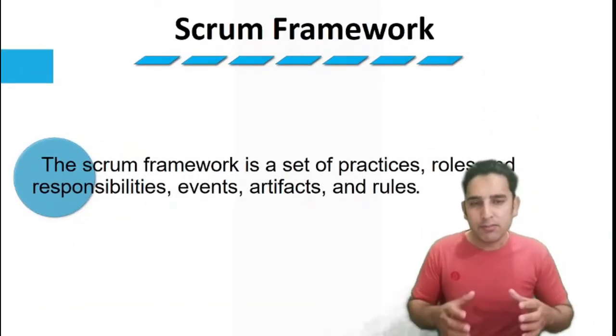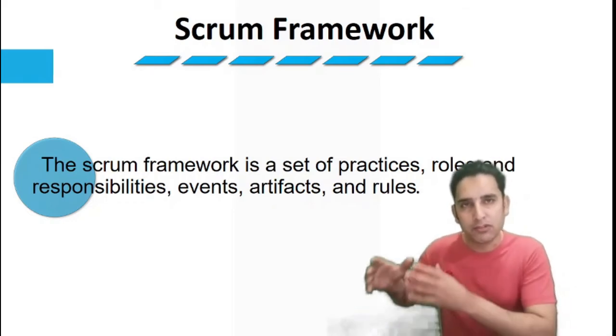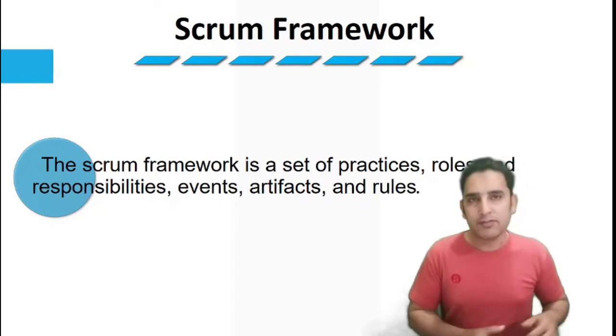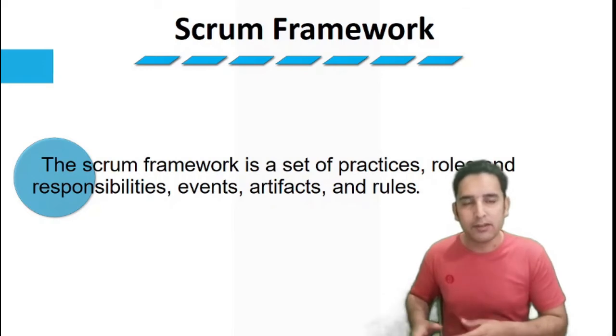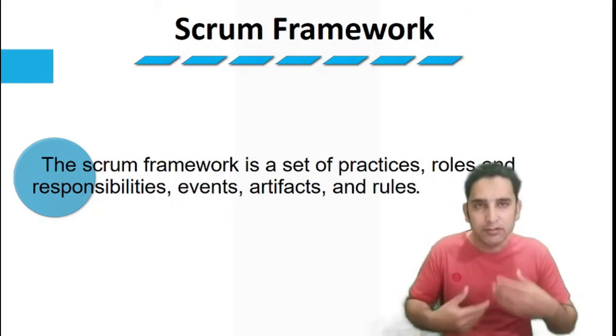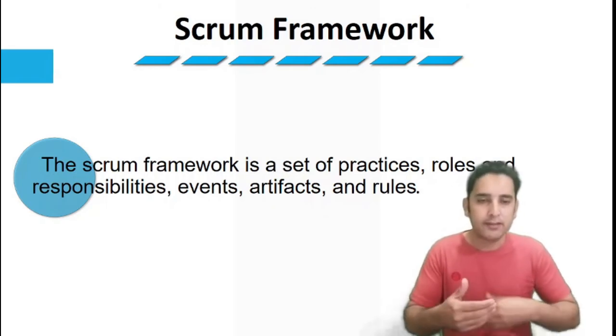This is the formal definition of Scrum. The Scrum Framework is actually a combination of universal best practices from the software development industry, a set of different roles, different responsibilities, different artifacts, rules, and events. So in a nutshell, it's basically a combination of universal best practices and different roles and responsibilities that come under the framework of Scrum.